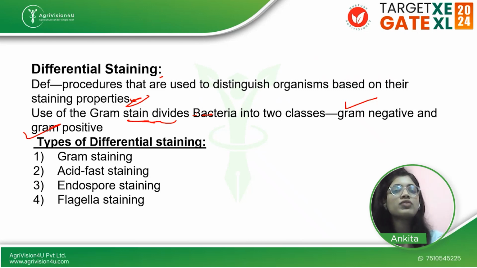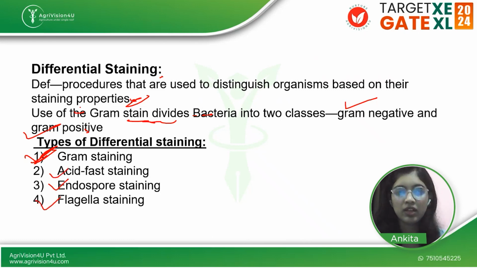Now, what are the types of differential staining? The gram staining, we are aware of gram staining, and we are going to learn this today. Besides this, you will have the acid fast staining, the endospore staining, and the flagella staining. All these other staining techniques are also important, but today we will study the gram staining. What is the procedure for gram staining, how is it done, what are the dyes used, whether acidic dyes or basic dyes are used. All those things we are going to study in depth.